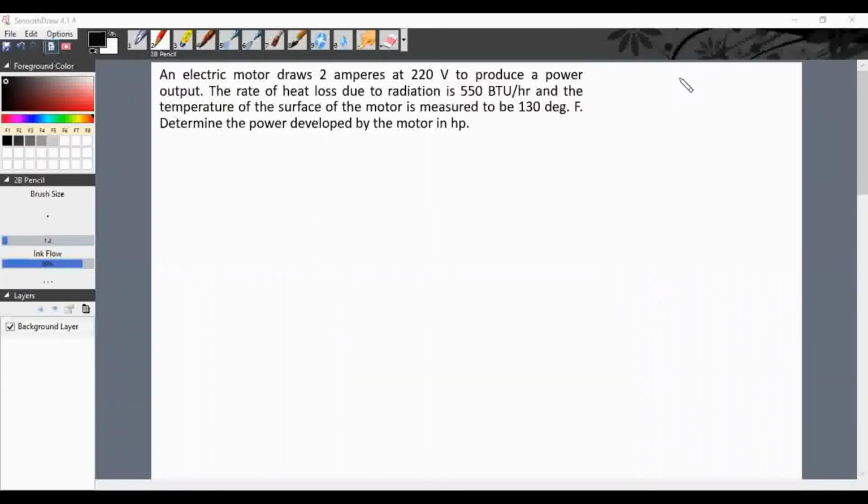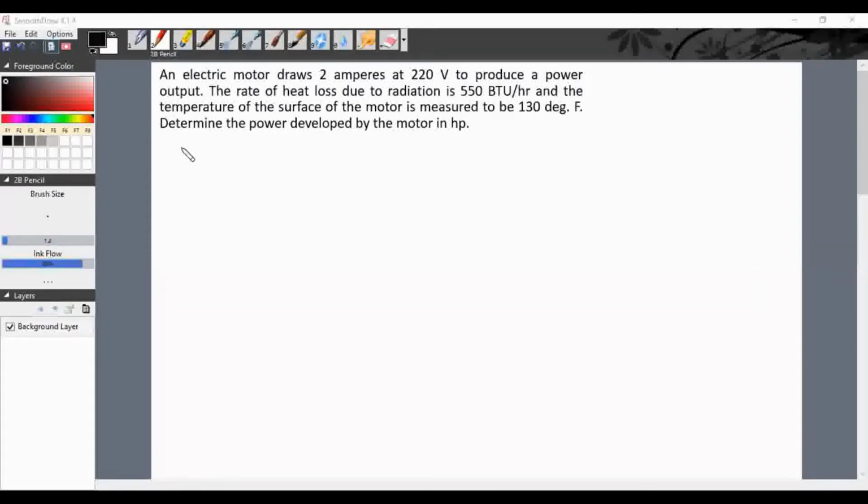An electric motor draws 2 amperes at 220 volts to produce a power output. The rate of heat loss due to radiation is 550 British thermal units per hour, and the temperature of the surface of the motor is measured to be 130 degrees Fahrenheit. Determine the power developed by the motor in horsepower.